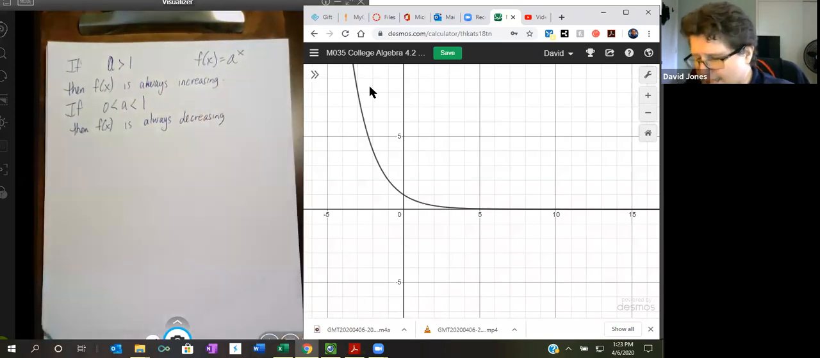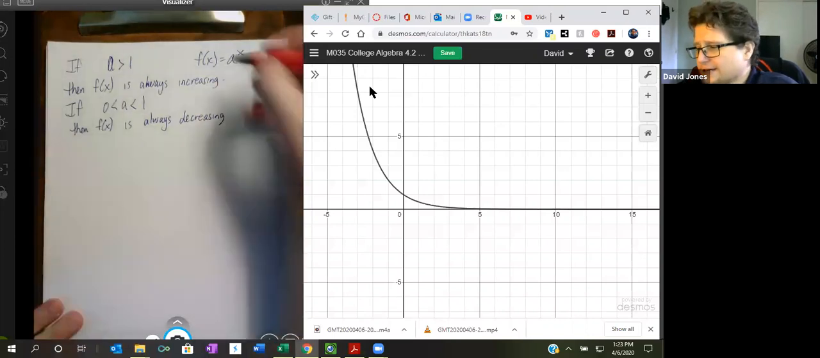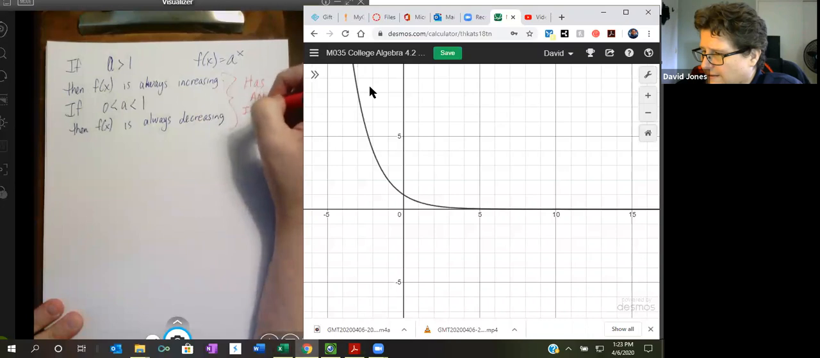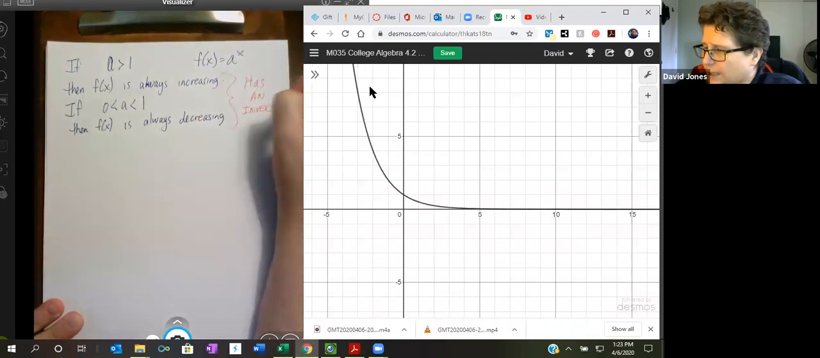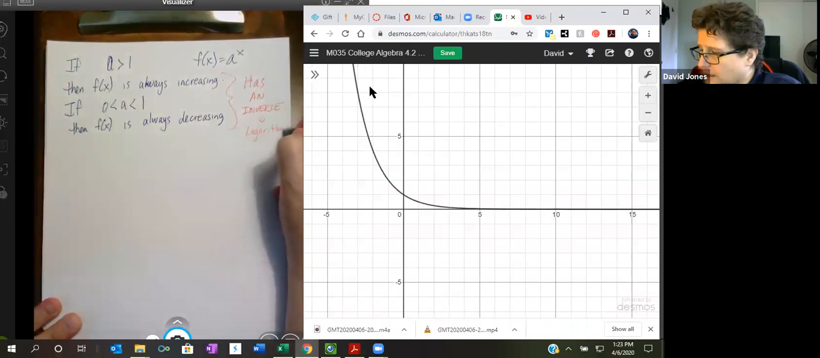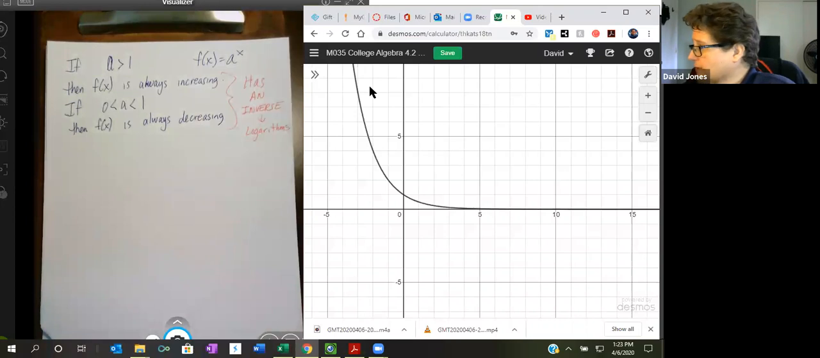And what does that tell you about exponentials? Any function that's always increasing or always decreasing has an inverse. That's what we looked at in 4.1. And when we get there, these are called logarithms. That'll be 4.3. All right.